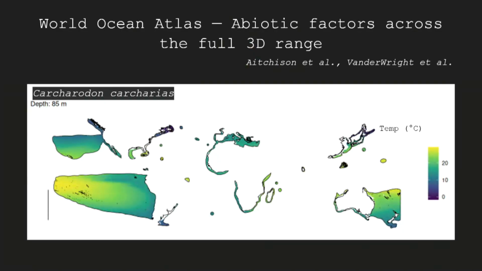For this next project, I extracted abiotic factors like temperature and dissolved oxygen for the full 3D range of every shark and ray in the IUCN Red List with available range and depth data. We got those values for 57 standard depths from 0 to 1,500 meters. I have the example of the great white shark on the screen here to show the range of those temperatures across its full depth range in addition to its area.